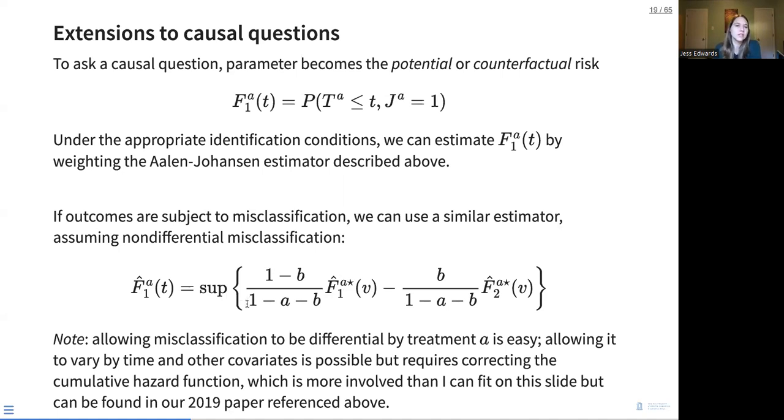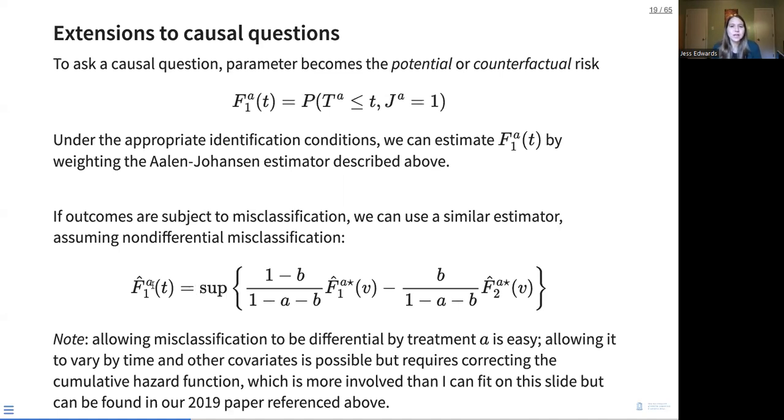If we think misclassification might be differential by A, we can account for that easily by simply letting A of, oh, this is a terrible abuse of notation here. I've used A as both the treatment and my misclassification parameter. Sorry about that. If we let the misclassification parameters A and B vary by values of treatment, we simply create parallel versions of this estimator, one for treatment equals 1 and one for treatment equals 0.